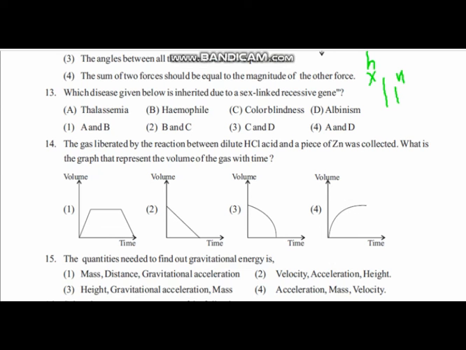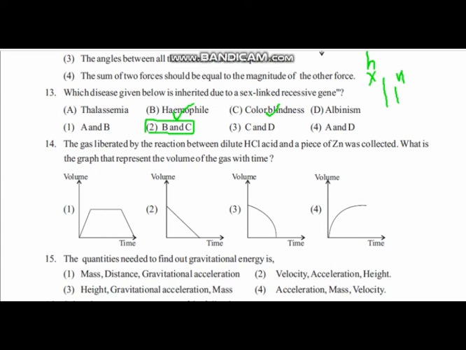So hemophilia is one, and the other one is color blindness. These are the two diseases occurring due to sex-linked recessive gene. So B and C will be the answer. Albinism and thalassemia is due to gene mutations.